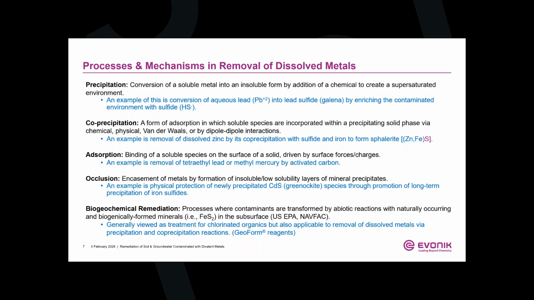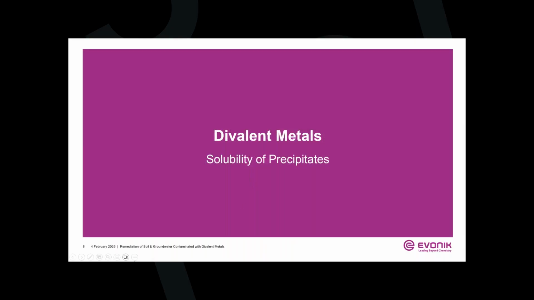And then I'll use the term biogeochemical a number of times, and I just wanted to add that to the definitions. It's something that we typically think of for chlorinated organics, but it is effective for certain of the metals, because as you're creating these iron sulfides, for example, with our geoform reagents, you're trapping and encasing dissolved metals, and that's the use of biogeochemical remediation technology to remove inorganic compounds in a slightly different way than it's used to dechlorinate TCE and similar chlorinated VOCs.